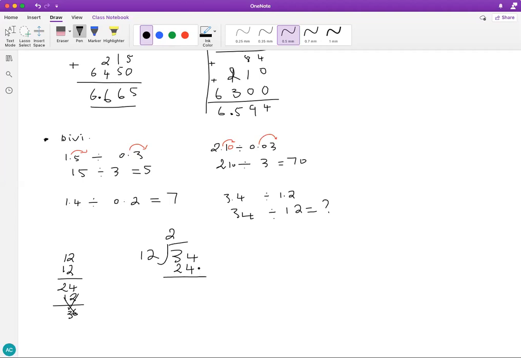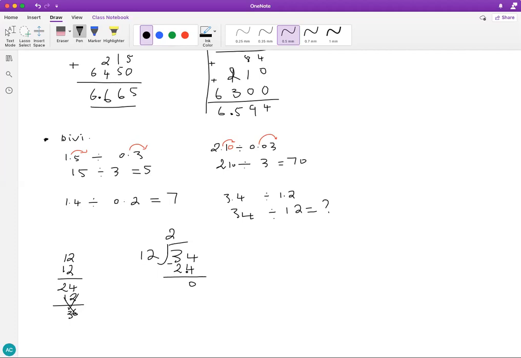What do you do with these two? 34 and 24? Not subtract, not add, but divide. Oh, okay, division. Because it goes twice. 24 goes twice into the 34, and we see what's left.